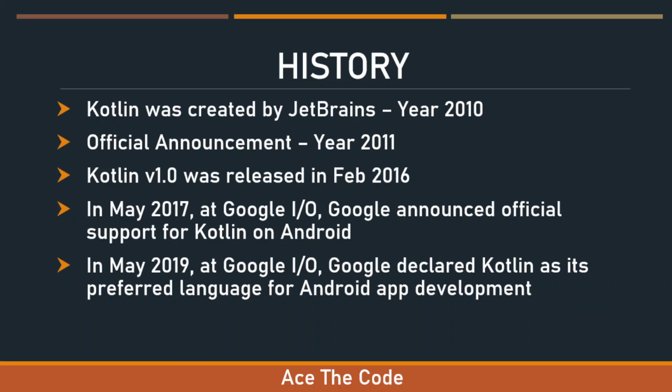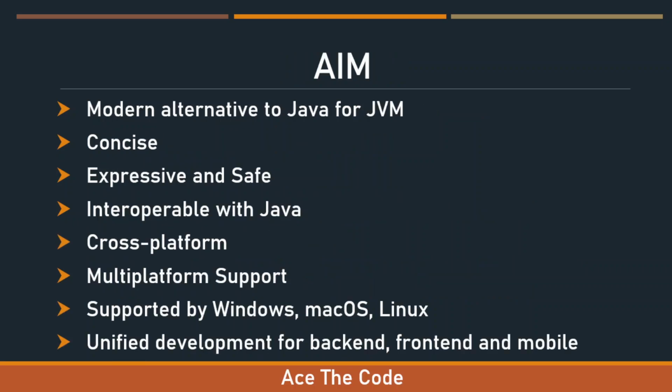So during this period, we were having lots of existing programming languages. And despite that, Google decided to use Kotlin as an official language for Android application development. So there must be some reason. To understand that reason, let's understand what was the aim behind introducing a new language.